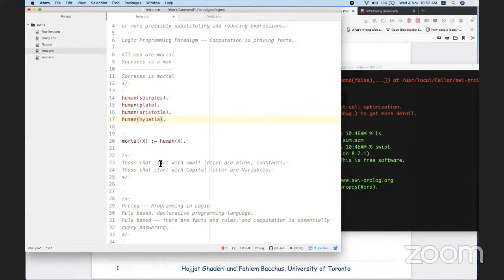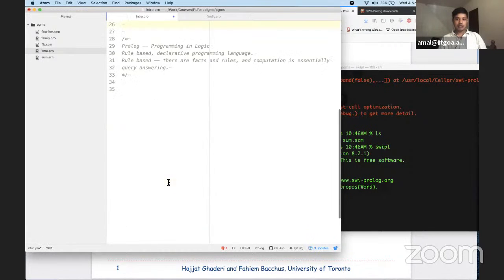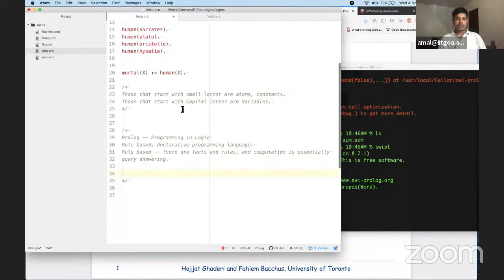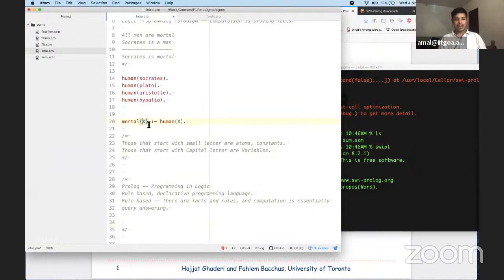So now let's do another. Let me finish what I was saying. Rule based means that there are facts and rules, and computation is essentially query answering. By query answering, I mean I have an unknown, and then the system will suggest what unknown value I should take. What is the solution for that?